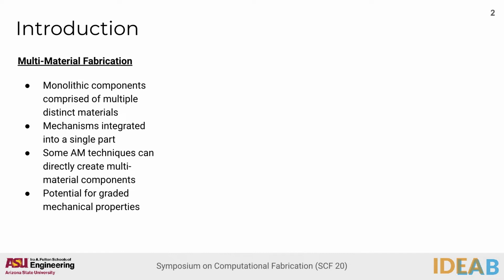Although parts of this nature are typically accomplished using multiple processes, such as milling a part and then casting in the soft rubber materials, some additive manufacturing techniques can directly create multi-material components, such as polyjet 3D printing processes or multi-head FDM 3D printing processes.